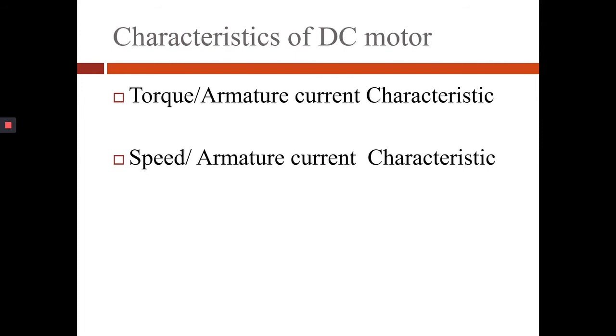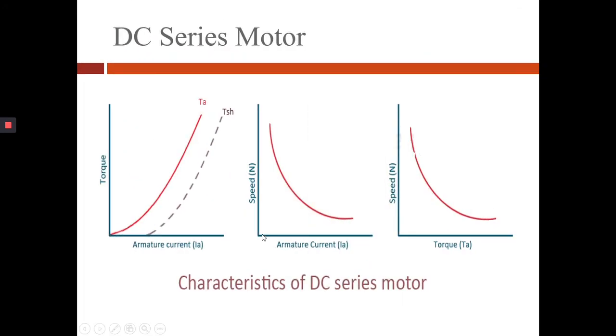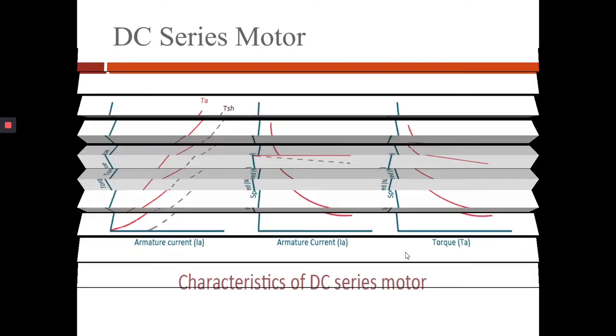Now we'll see characteristics of DC motor: torque armature current characteristics, speed armature current characteristics, and speed torque characteristics. In case of armature current and torque characteristics, as armature current increases, torque also increases. And when armature current increases, speed decreases. And when torque increases, speed decreases. These are the characteristics of DC series motor.